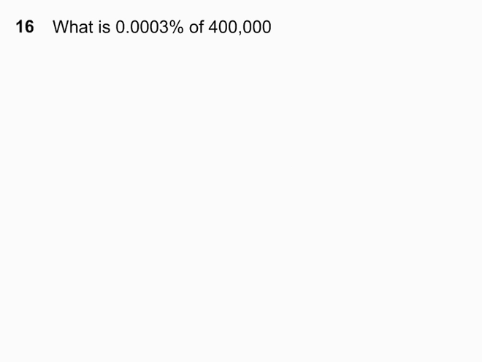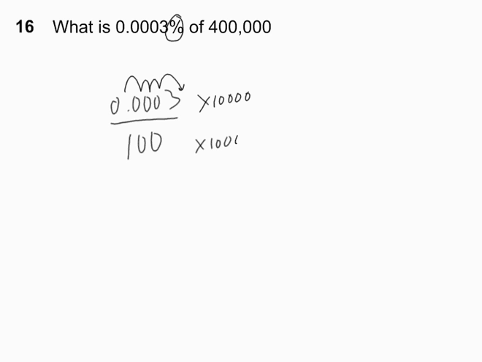Question 16, a lot of people got this wrong. Again, it's percentages, so I'm going to draw this right away. I'm going to put 0.0003 out of 100. Now for this one, I need to move the decimal once. That's multiply by 10, multiply by 100, multiply by 1,000. I got to multiply by 10,000 to create an equivalent fraction that doesn't have a decimal in the numerator. And 100 times 10,000 is a million.